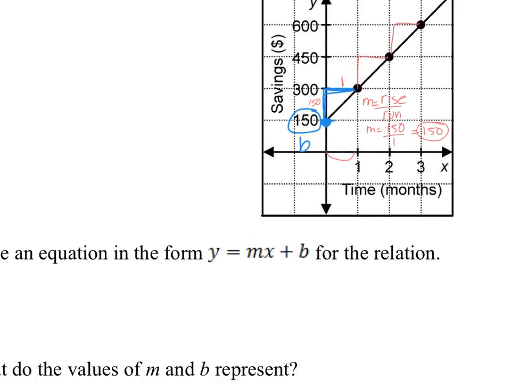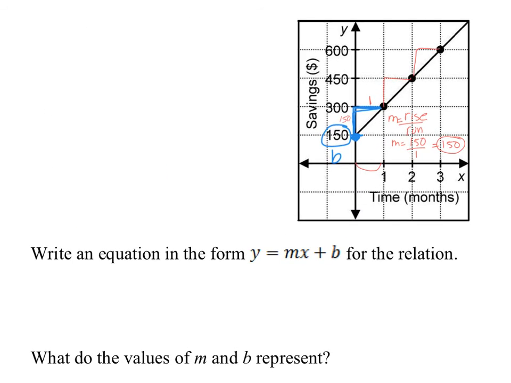So now it's asking me to write the equation in the form y equals mx plus b. So we'll write out y is equal to, our m is 150. Don't forget your variable x. x is the x-axis, which is the number of months, and y is the y-axis, which is your savings. Plus my b, which was my starting point. I started with $150 in the account.